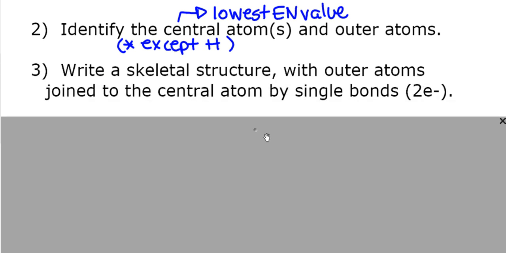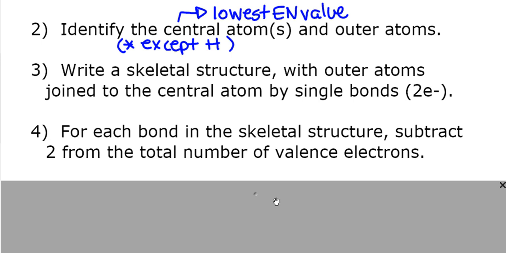Once you've figured out what's going in the center and what's going to be joined to that central atom, you're going to write a skeletal structure. So it's like a bare bones version of the molecule. You have your central atom, and you're going to join the central atom to the outer atoms using single bonds, or 2 electrons.